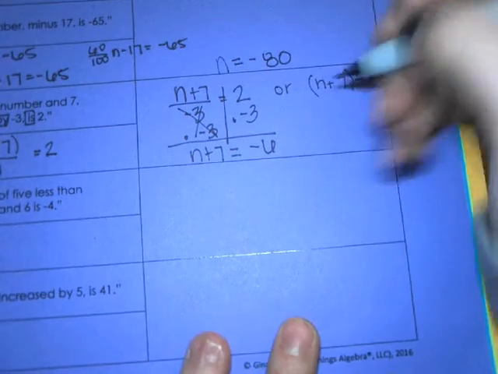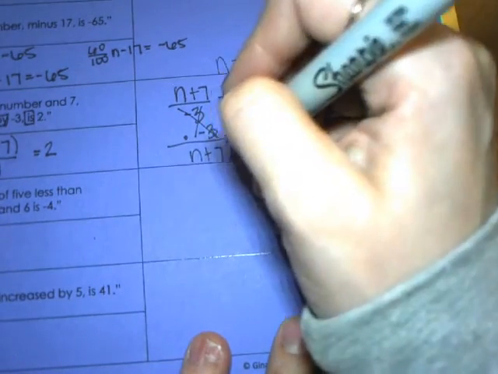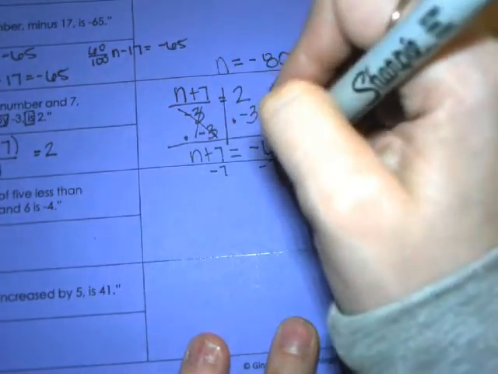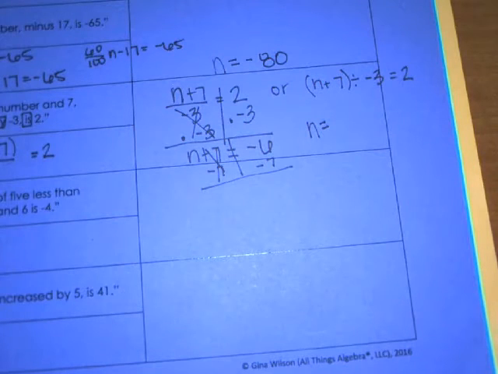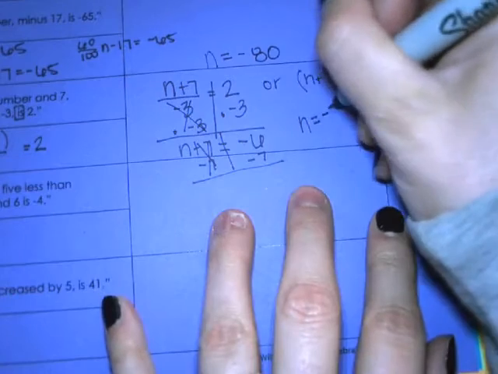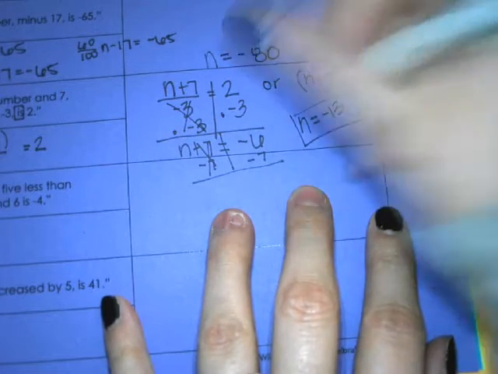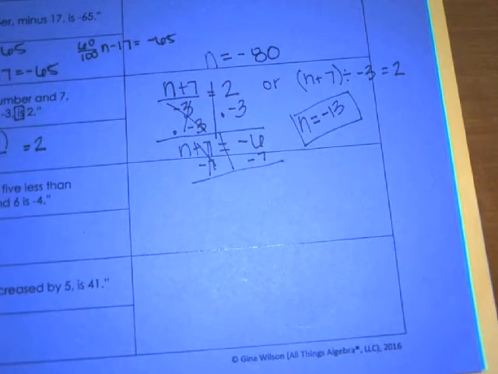I subtract 7 from both sides, which means n is going to equal negative 6 minus 7, negative 13. Don't forget those integer rules. Questions?